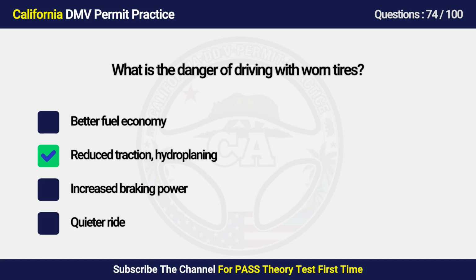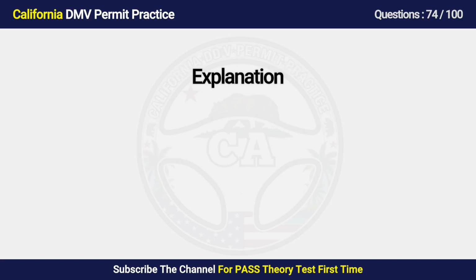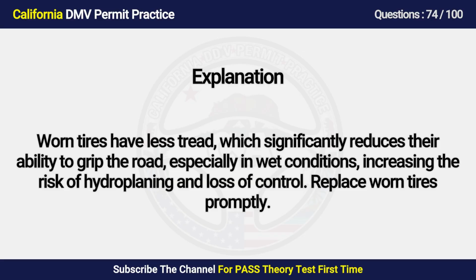Answer is B. Traction hydroplaning. Worn tires have less tread, which significantly reduces their ability to grip the road, especially in wet conditions, increasing the risk of hydroplaning and loss of control.